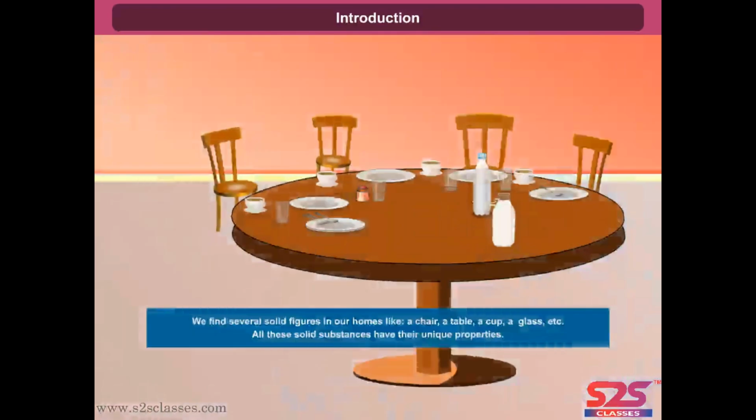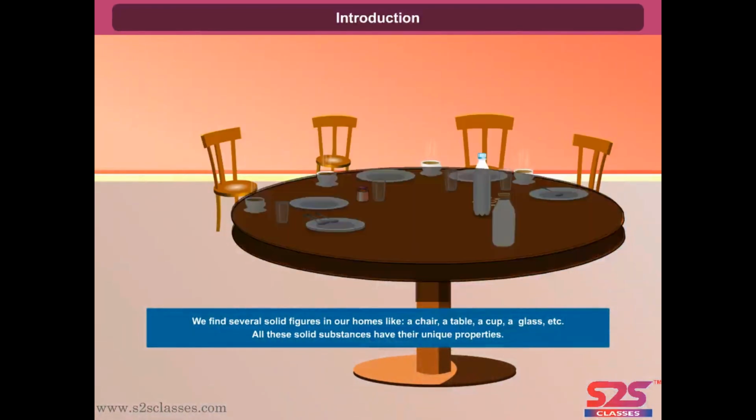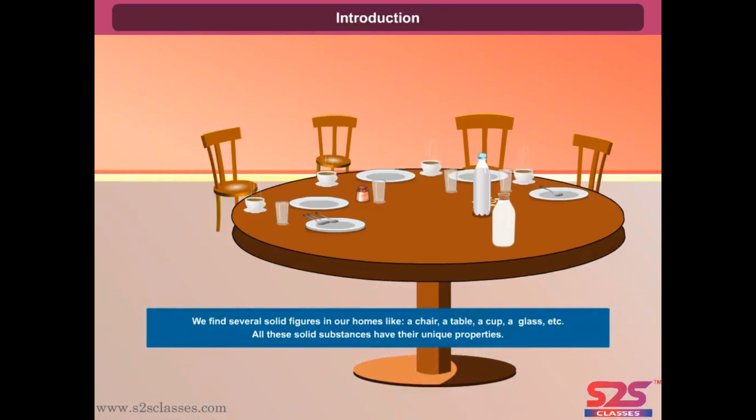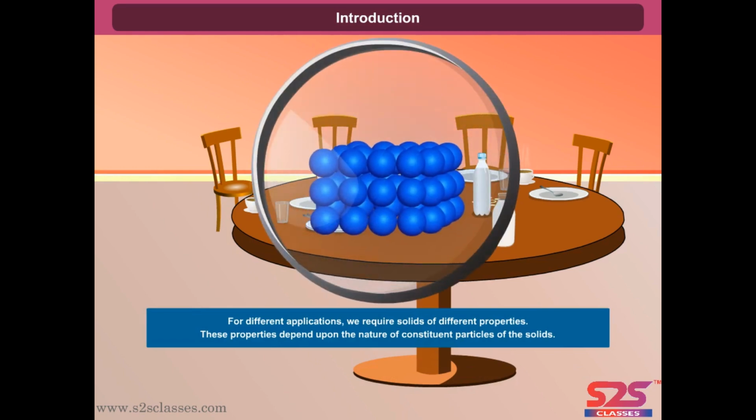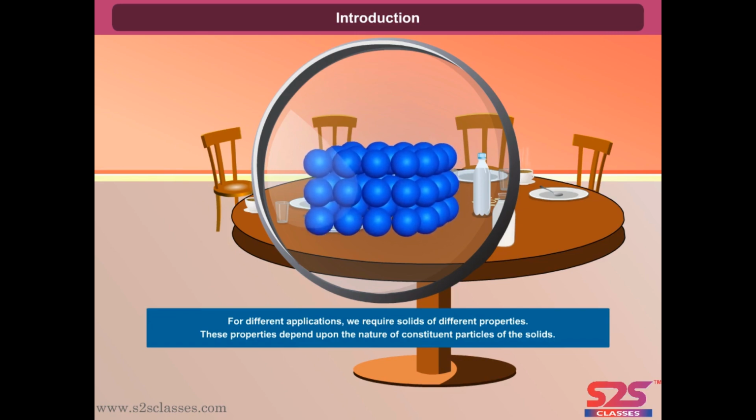We find several solid figures in our homes like a chair, a table, a cup, a glass, etc. All these solid substances have their unique properties. For different applications, we require solids of different properties. These properties depend upon the nature of constituent particles of the solids.